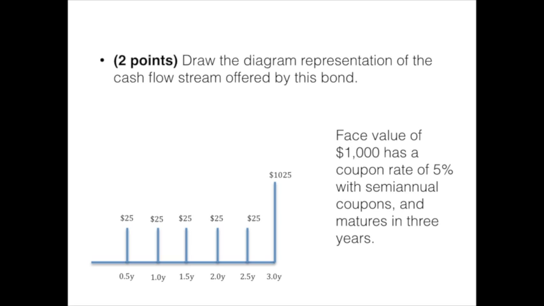That's 2 points. When you are drawing these kinds of things in the exam, be tidy, but do not be too precise. You see, when I'm drawing this, I'm not insisting that this 1025 is actually proportionally larger than 25. I don't care about these kinds of things. What I care is that you actually understand what's going on, that coupons are 25 and the last payment is 1025. I don't care whether this line is exactly 5 or 50 times higher or something like that.